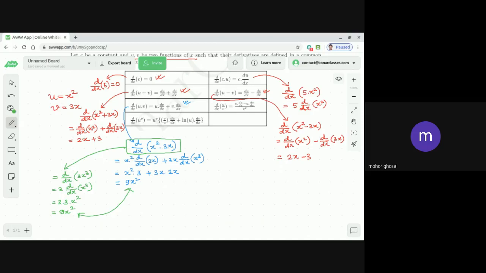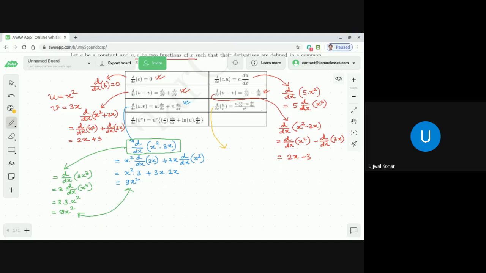And the next formula is also quite important. The next formula is d/dx of u by v. What is d/dx of u by v? That is equal to: first, what is in the v, you take in the denominator, that is v square. Clear? Then in the numerator we take v into du/dx minus u into dv/dx.